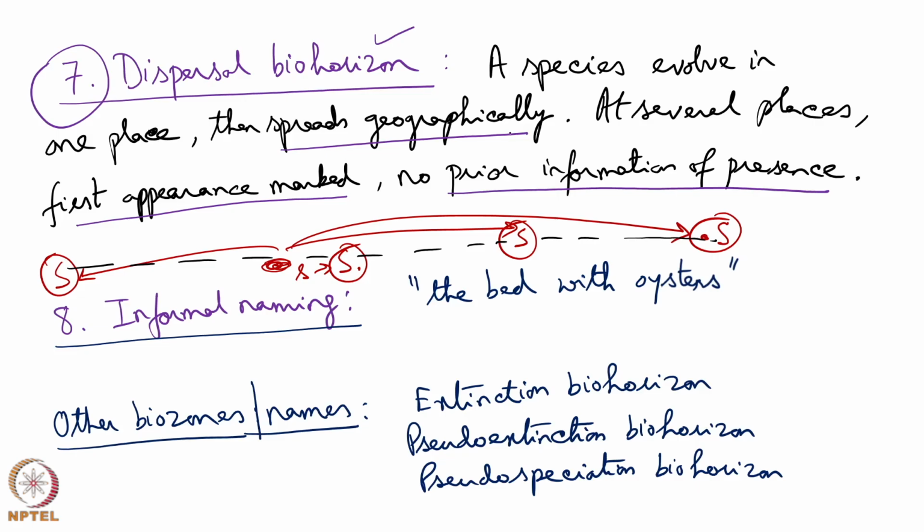If there was no spread geographically, then we cannot define the dispersal biohorizon in this way, or if the spread took a lot of geological time, then it is again not a biohorizon.